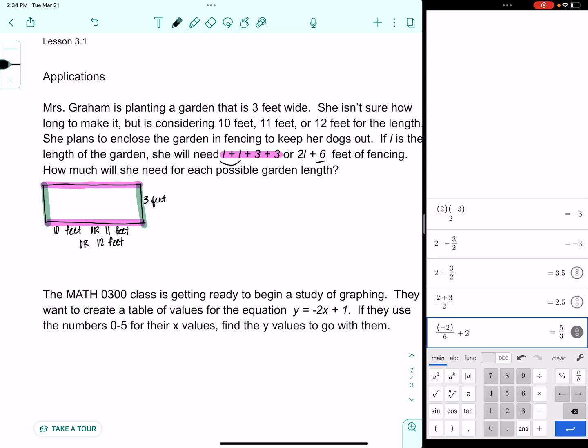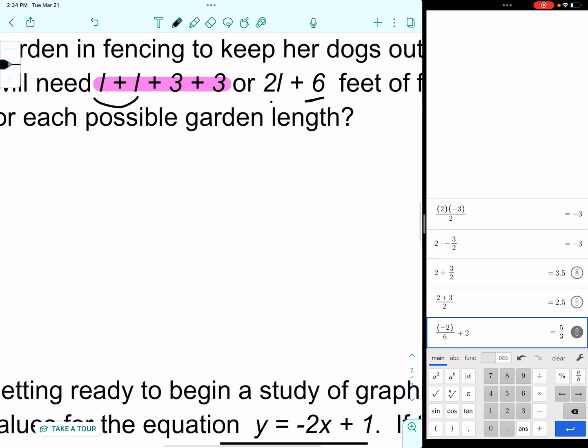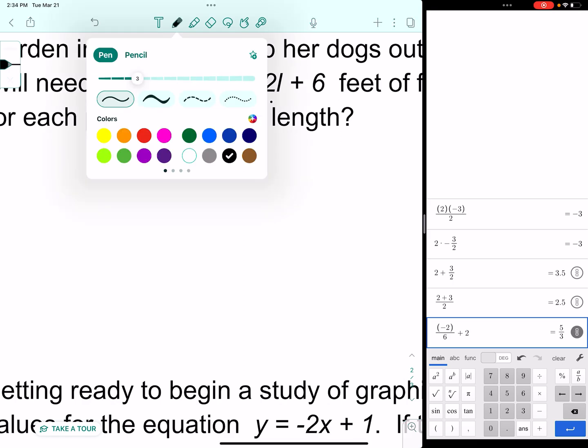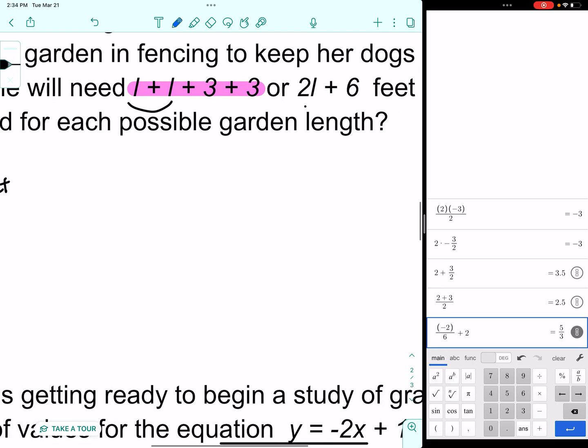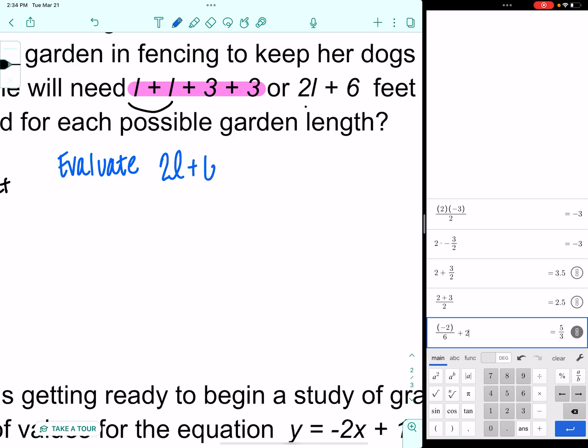How much will she need for each possible garden length? This is an evaluate question in disguise. What this really says is evaluate (2L plus 6) for L equals 10 feet, 11 feet, or 12 feet. So I'm going to start with 10 feet.